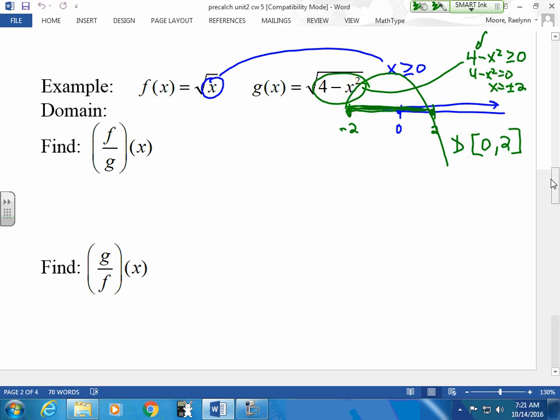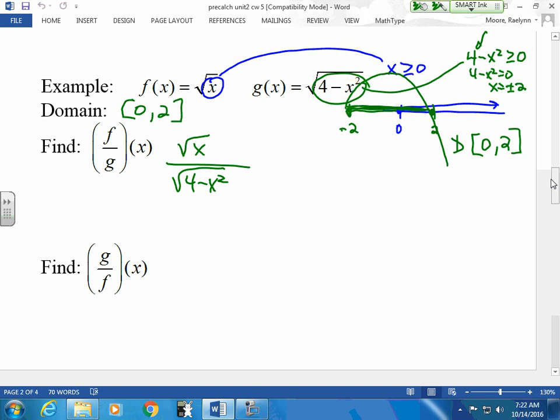Before I do any operations, I find my domain. And then I simply divide. When I divide, it looks like this. Now at this point, if you can simplify it easily, then simplify it. But if it doesn't simplify, just leave it like this. The only thing that may have to change is your domain.